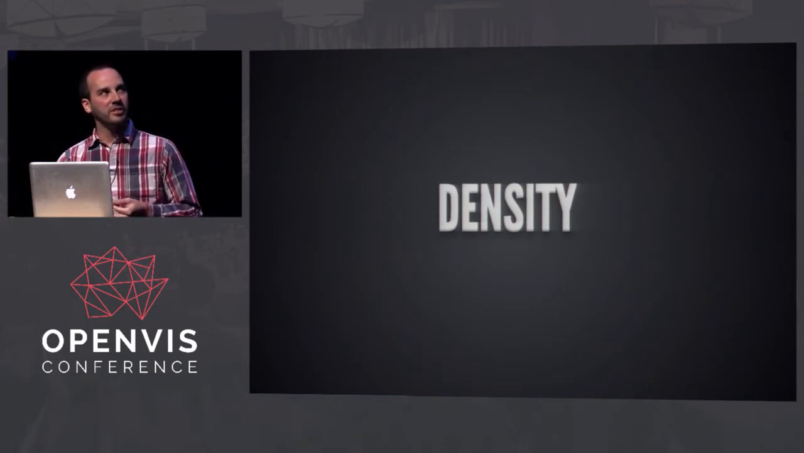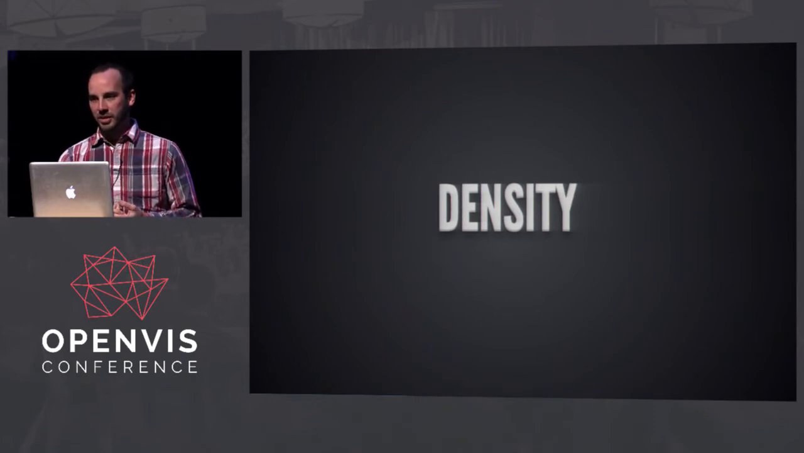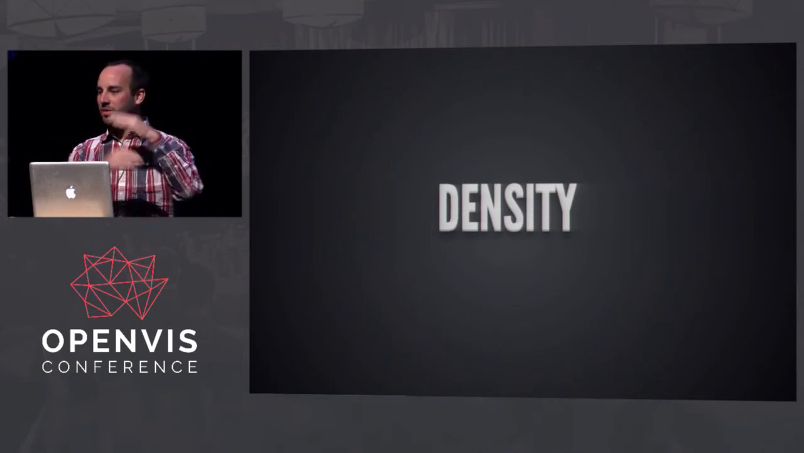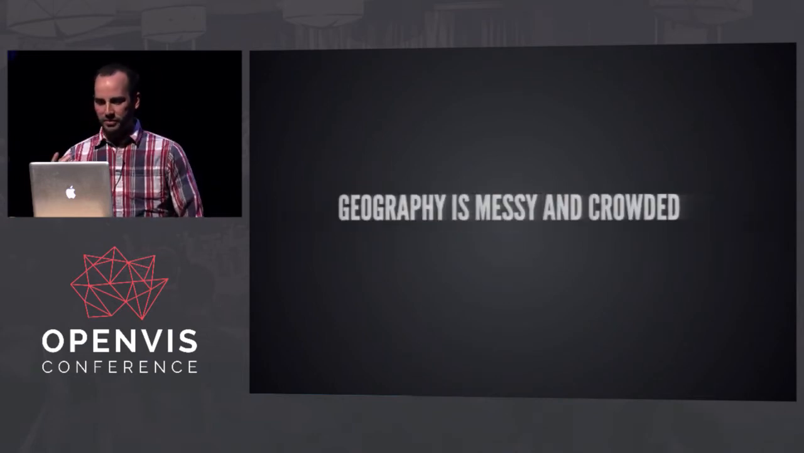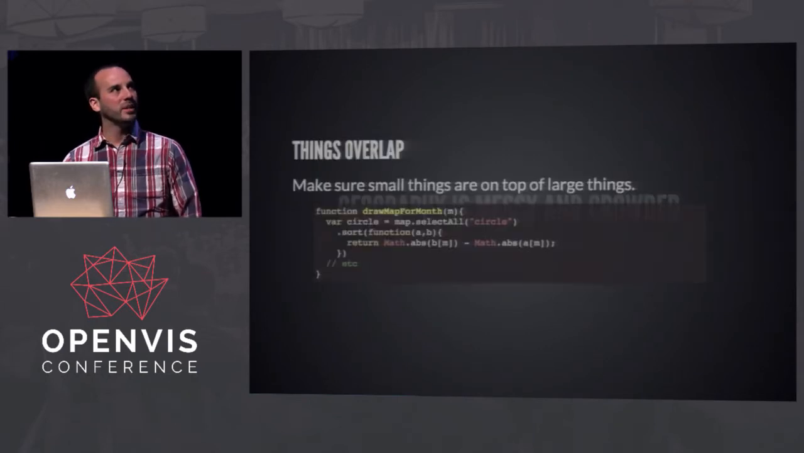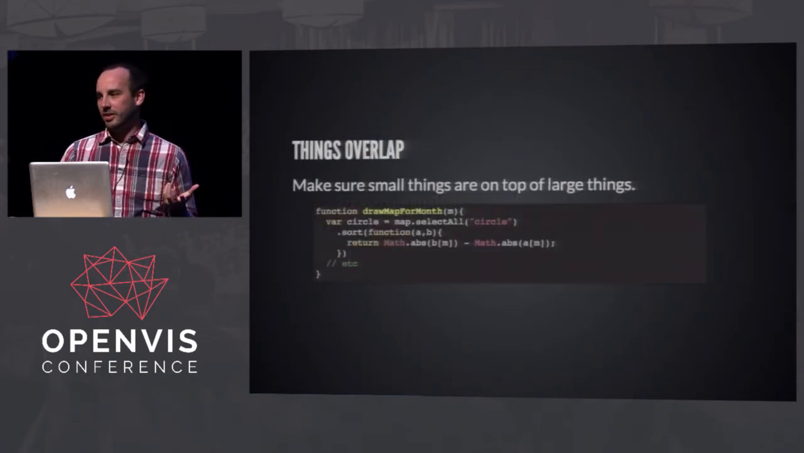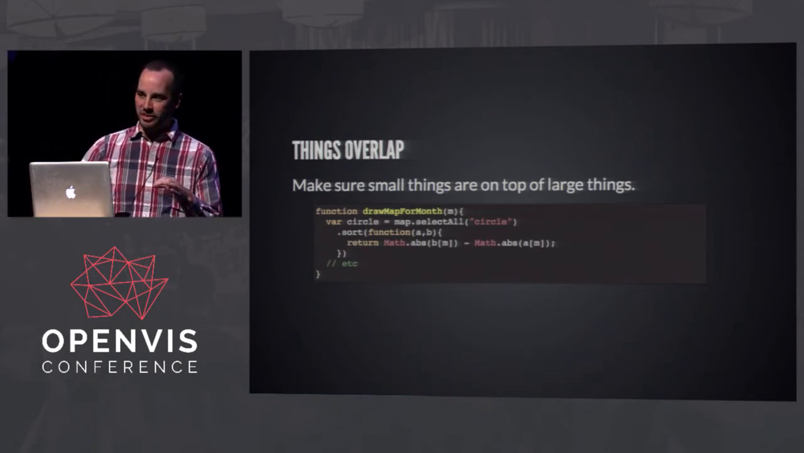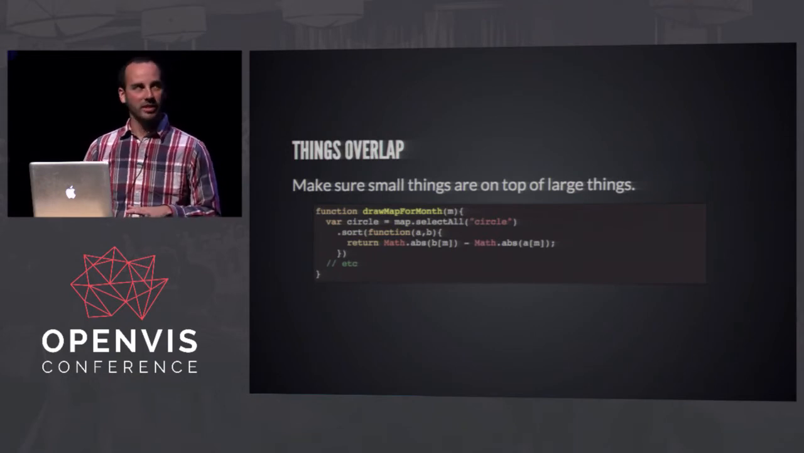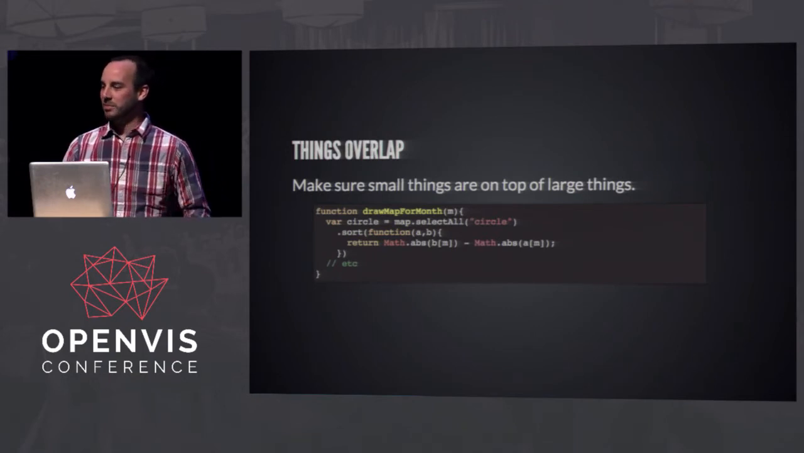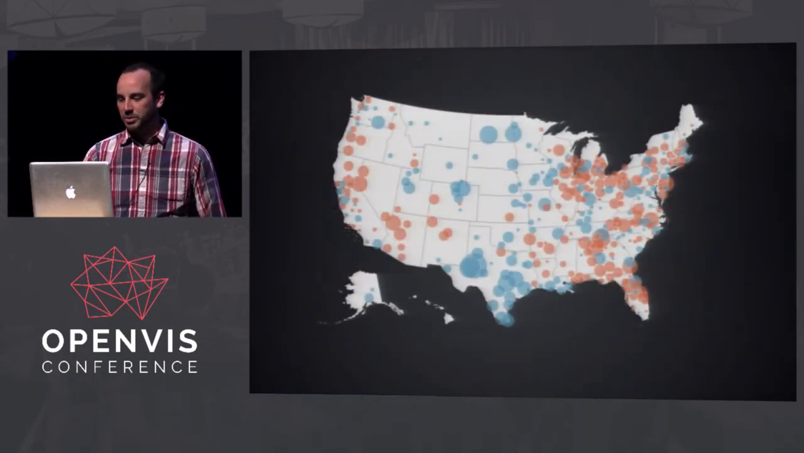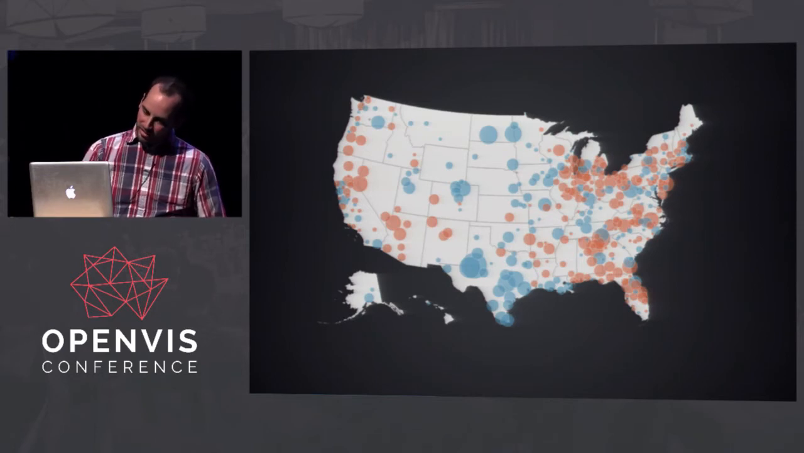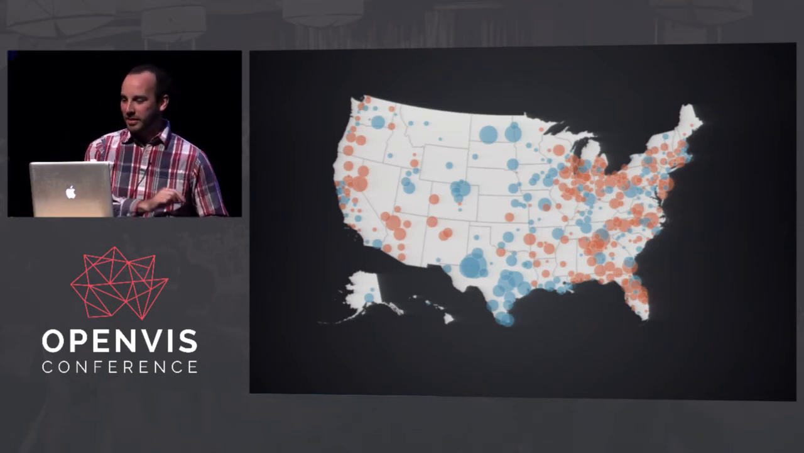The next bit I wanted to get into is simply how things get really messy when you don't know what's coming. You end up with stuff on top of other stuff, and it's illegible. So this is probably pretty obvious, but things are always going to overlap. And a thing not to forget is, if you have, say, circle symbols, make sure the small ones are on top of the big ones. Otherwise, you can't get at the small ones, or you can't see them. Simple little example here. Bunch of circles all on top of each other, but they're ordered right, so you should be able to get your mouse on every single one of these.